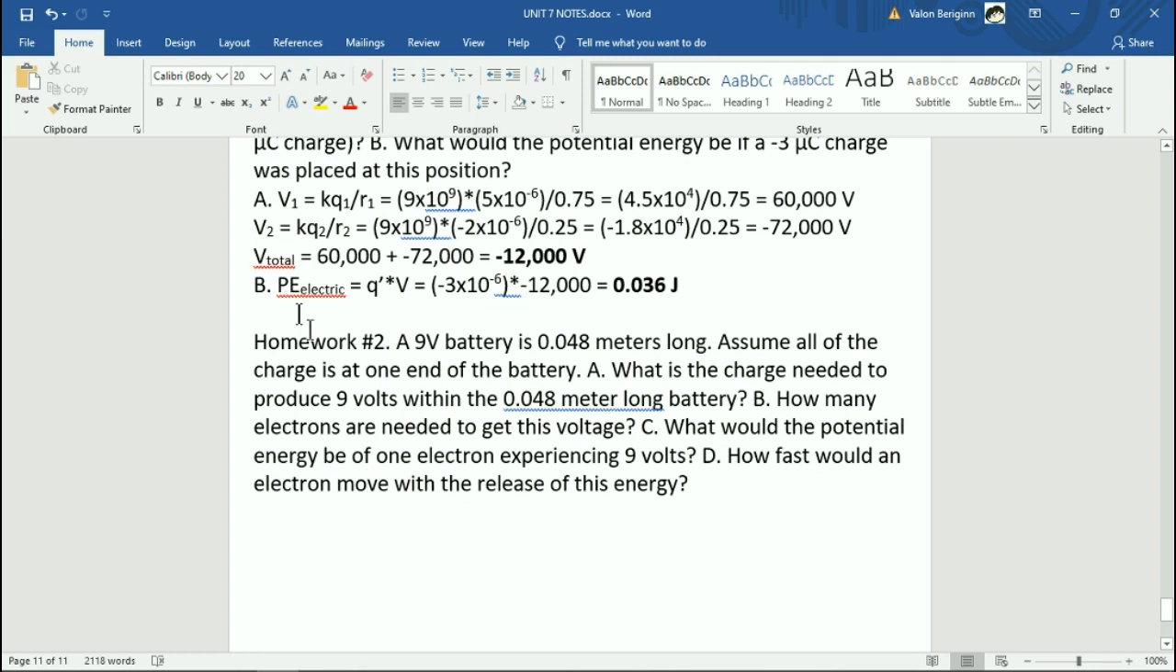Okay. So now, let's move on to this question. A 9-volt battery is 0.048 meters long. Assume all the charge at one end of the battery. What is the charge needed to produce 9 volts within the 0.048 meter long battery? Okay, so this is like the wrap-up question. We're solving for the charge when we know what the voltage and the distance is.